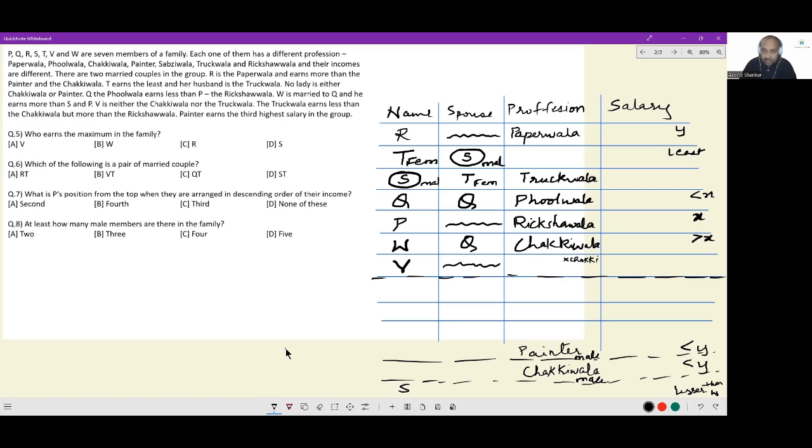I'll get rid of these very quickly. Since we don't have precise salary numbers given, and none of the questions ask for a number, instead of looking for salary figures, I would go with rankings now. T has the 7th rank when it comes to salary, because this is the least. The truck wala earns less than the chakki wala, but more than the rickshaw wala.